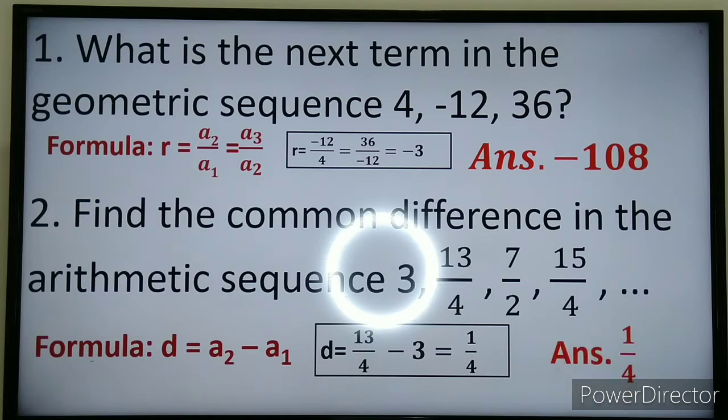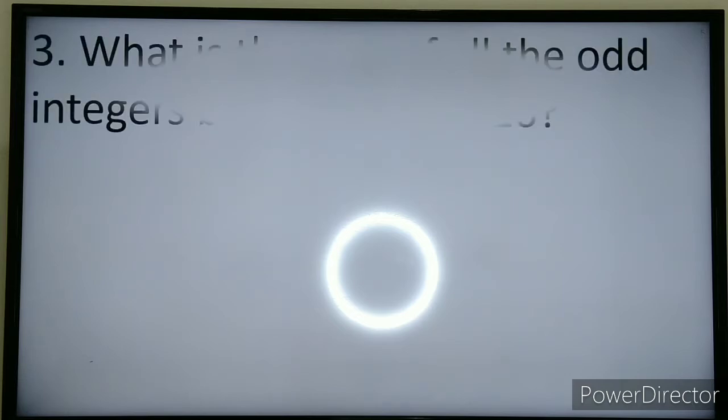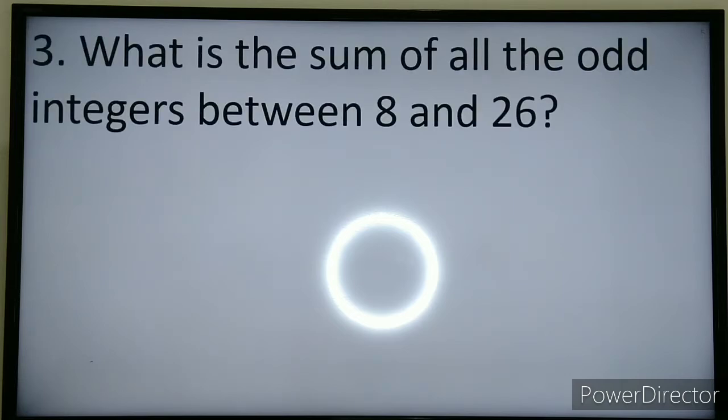Next question. Question number 3. What is the sum of all the odd integers between 8 and 26? To find the sum, we will use this formula. A sub n equals a sub 1 plus quantity n minus 1 times d.